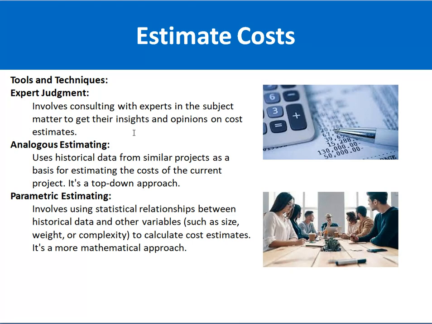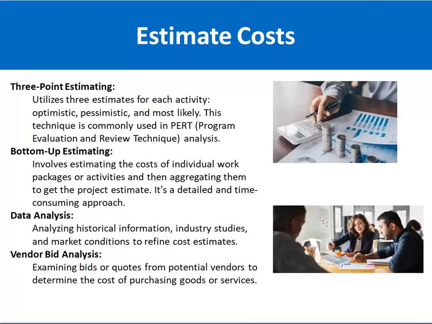Next is the parametric estimation. Parametric estimation is basically the statistical approach. Statistical approach means that you can use mathematical formulas, using things like size, weight, and complexity, to calculate the cost estimation. It is also called statistical relationships between historical data and other variables.